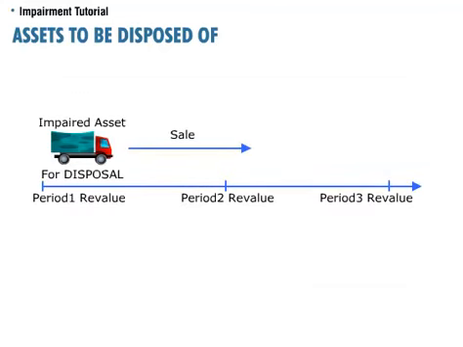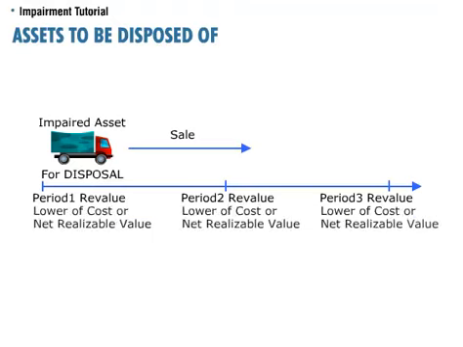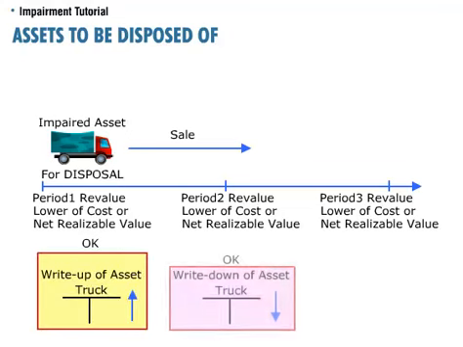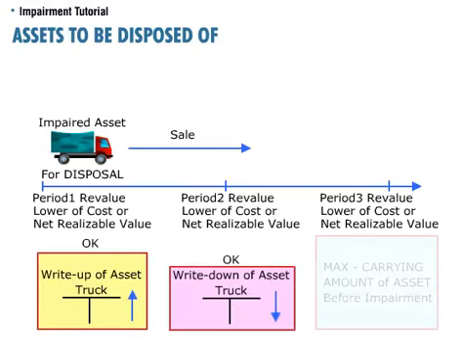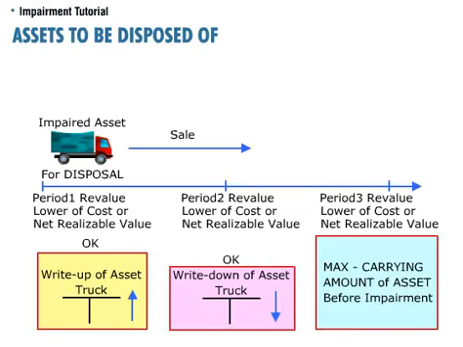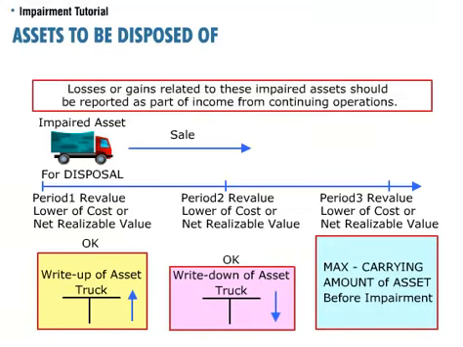Because assets held for disposal will be recovered through sale rather than through operations, they are continually revalued. Each period, they are reported at the lower of cost or net realizable value. Thus, an asset held for disposal can be written up or down in future periods, as long as the write-up is never greater than the carrying amount of the asset before impairment. Losses or gains related to these impaired assets should be reported as part of income from continuing operations.